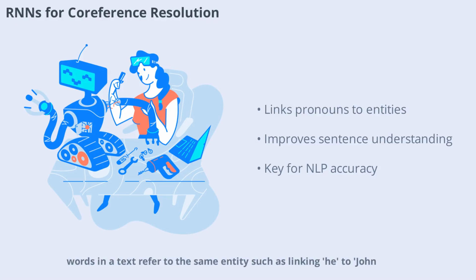Coreference resolution is the task of determining which words in a text refer to the same entity, such as linking he to John. RNNs process the sequence of words, using context to accurately resolve references. This is important for understanding the meaning of complex sentences and improving the performance of NLP systems.